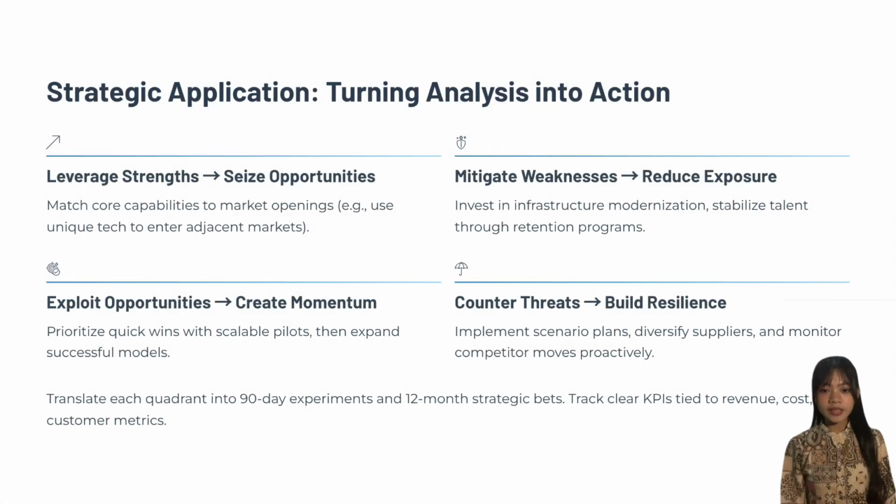After analyzing SWOT, the next step is turning it into action. First, companies should use their strengths to take advantage of opportunities. For example, if a company has strong technology, it can enter new markets more easily. Second, weaknesses should be improved to reduce risks. This may include upgrading systems or improving employee retention. Third, opportunities should be prioritized. Companies can start with small projects or experiments, then expand successful ones. Finally, companies must prepare for threats. This can be done by creating backup plans, diversifying suppliers, and monitoring competitors. The key idea here is that SWOT is not just analysis. It must lead to real action, clear plans, and measurable results.